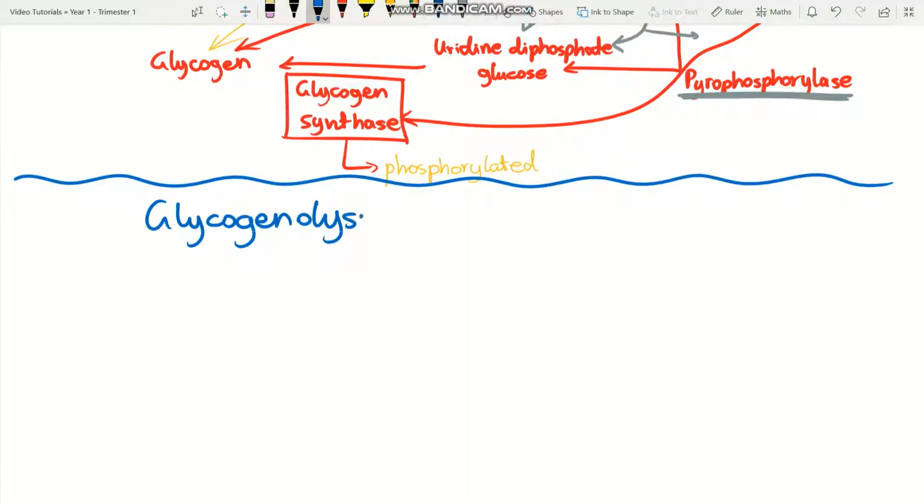Lysis, as we all know from words such as hydrolysis, means cutting apart a certain molecule. And glycogen is the molecule that we start off with in this process. So, it's essentially just cutting glycogen.